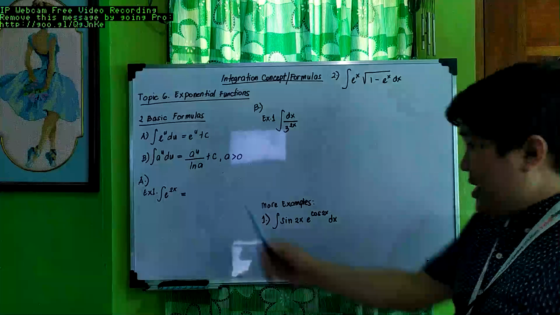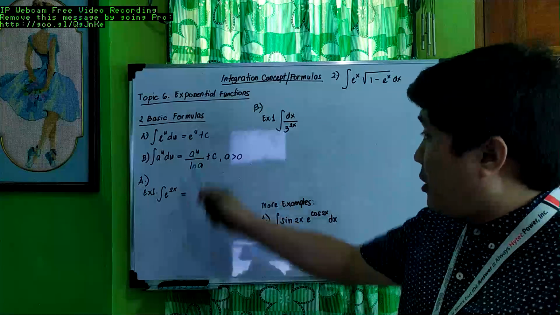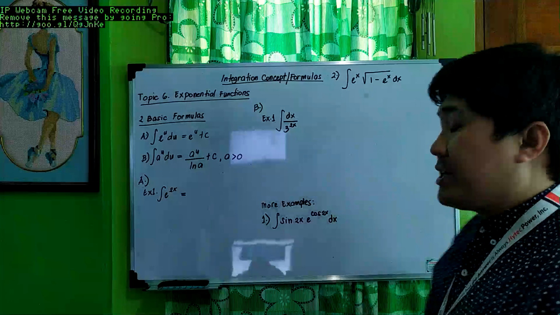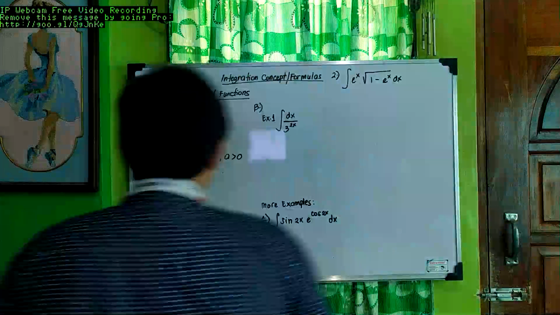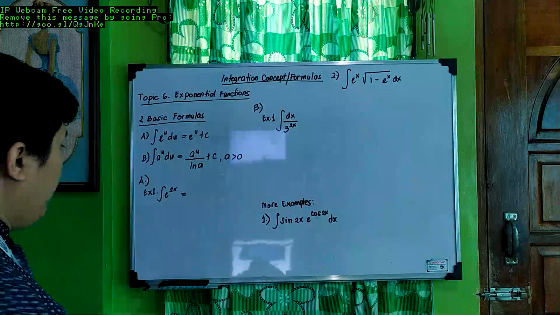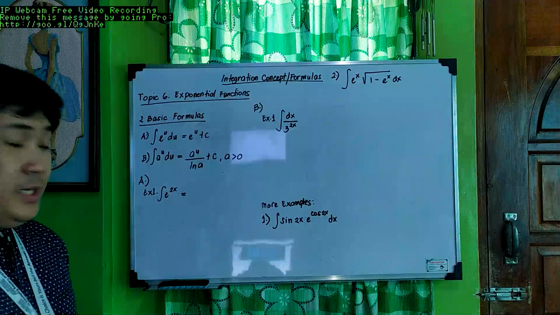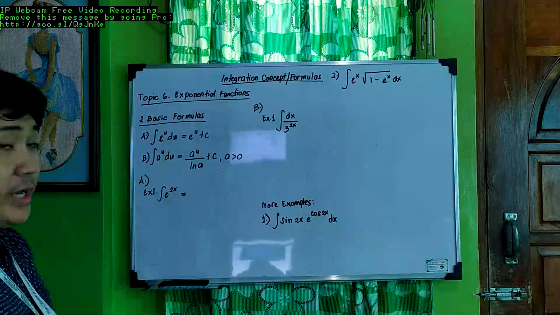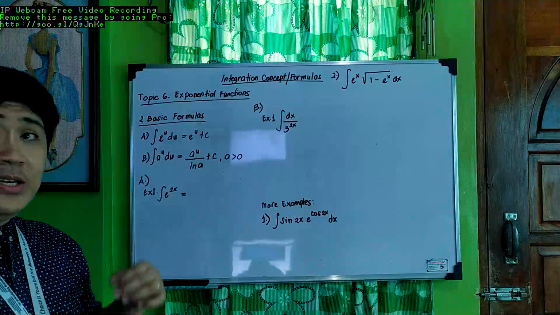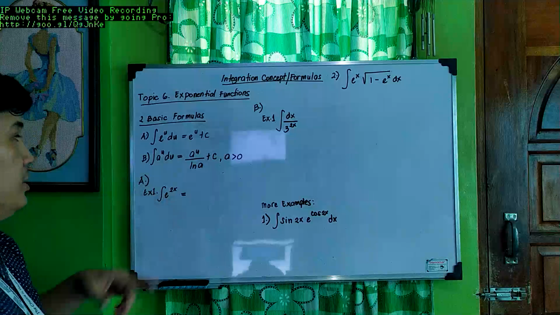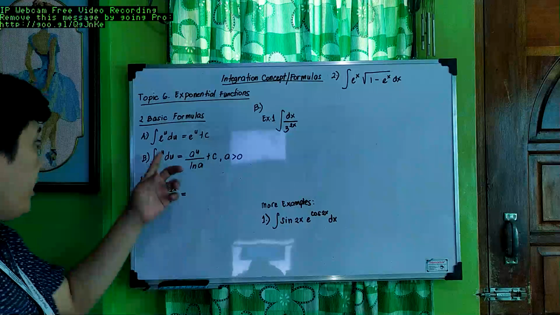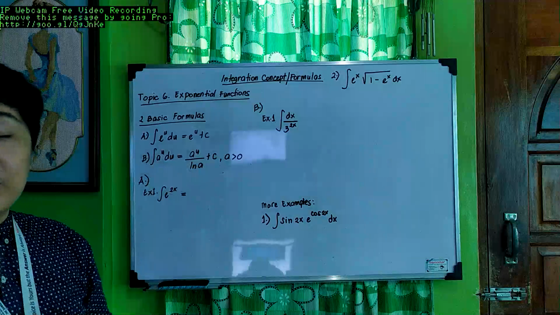If you can see here, we have some examples for our a and for our b, and we have some more examples. Let's try solving the first example. Exponential function, the very basic, e raised to the power of 2x. We know that the integral of e raised to the power of u, where u is a variable, is equal to e raised to the power of u.